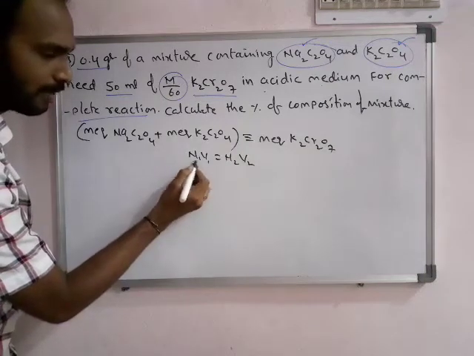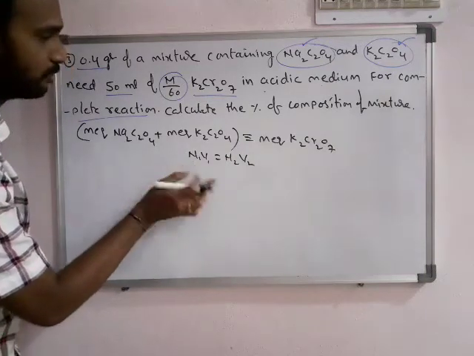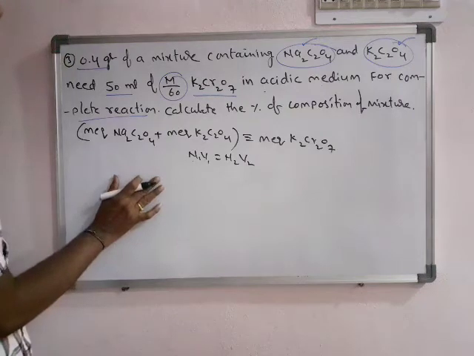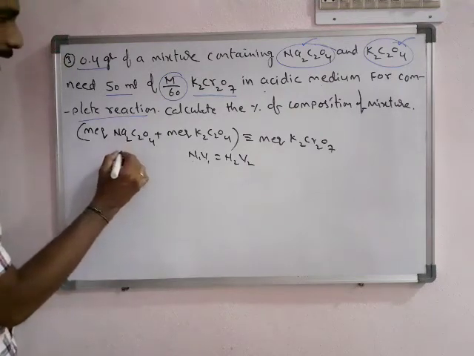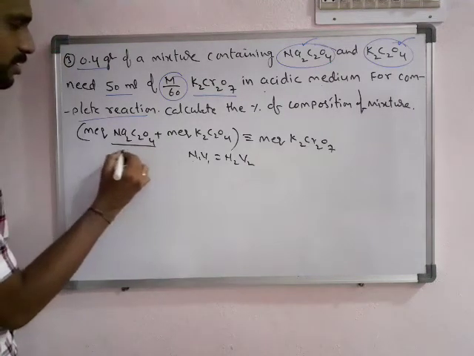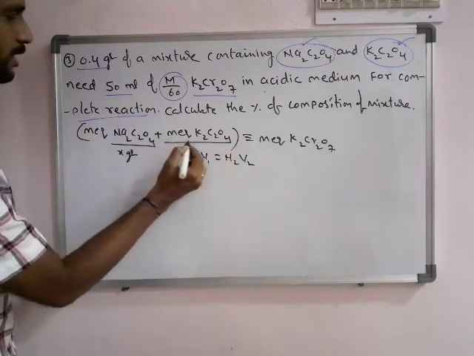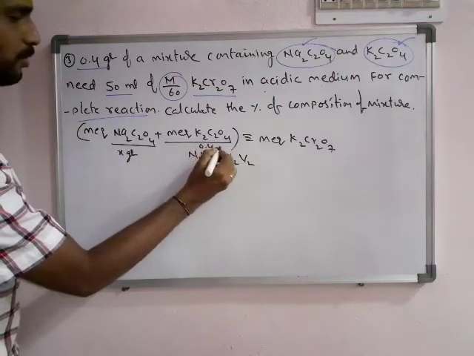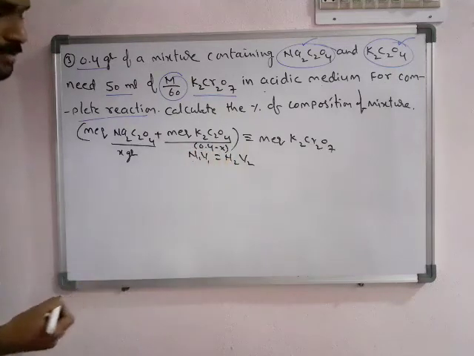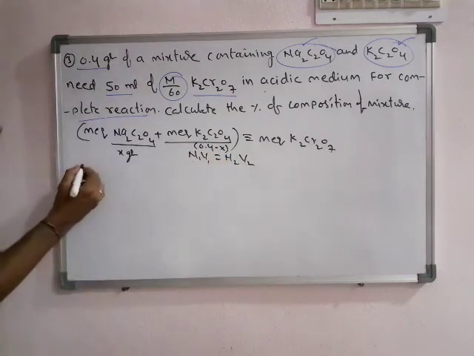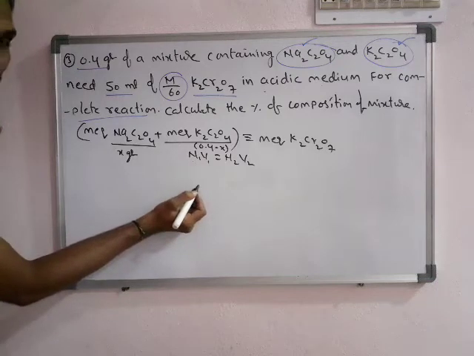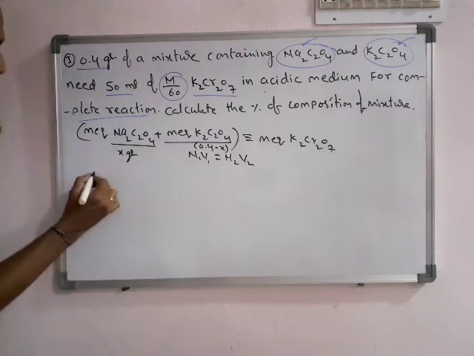To calculate the normality, we must know the weight. We don't know the weights. So take the weight of sodium oxalate x. Sodium oxalate x grams, let's take. Automatically, potassium oxalate will become 0.4 minus x grams. So based on that, normality means weight by equivalent weight. Weight here is x grams.